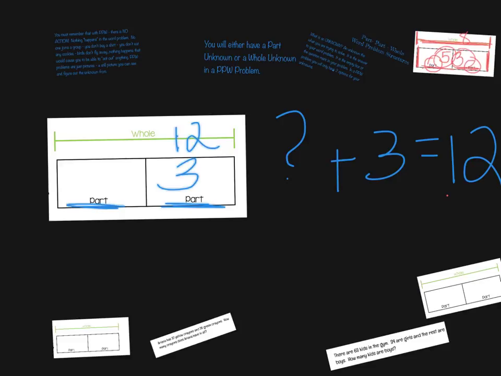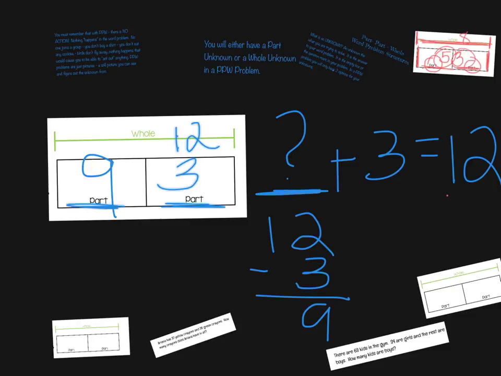And because I know all my related facts, I know exactly what fits there, the only number that would fit there. Now, to solve it, I could easily subtract 12 minus 3. In class, what is 12 minus 3? Excellent. It is 9. So I figured out my part was 9. So back here, my part unknown that I had right here as my question mark, I can easily go back in and put the number 9 because 9 plus 3 equals 12. Excellent. Okay, now let's try some.